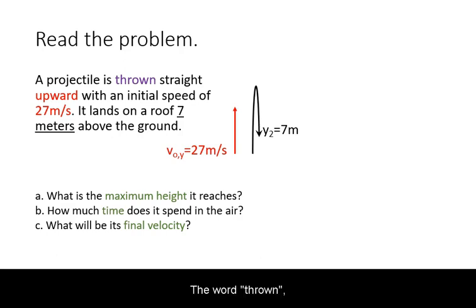The word thrown in this case is the clue that the object, after being released with an initial velocity, is in free fall. Take note of what is being asked for. We need to find the maximum height, total time in the air, and final velocity.